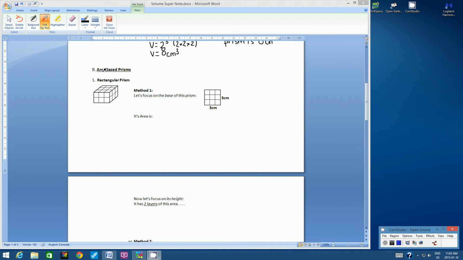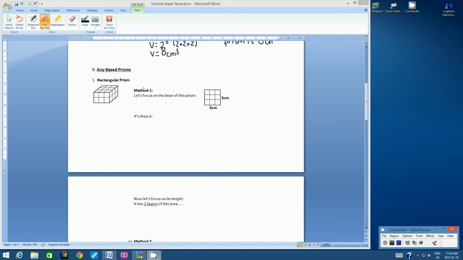As we start this video, we're going to go into section B, which I labeled any based prisms. Within any based prisms, we have some specific examples. Let's look at example 1, the rectangular prism. Let's have a look at this 3D diagram here. Imagine this shape constructed of cube links or linking cubes.